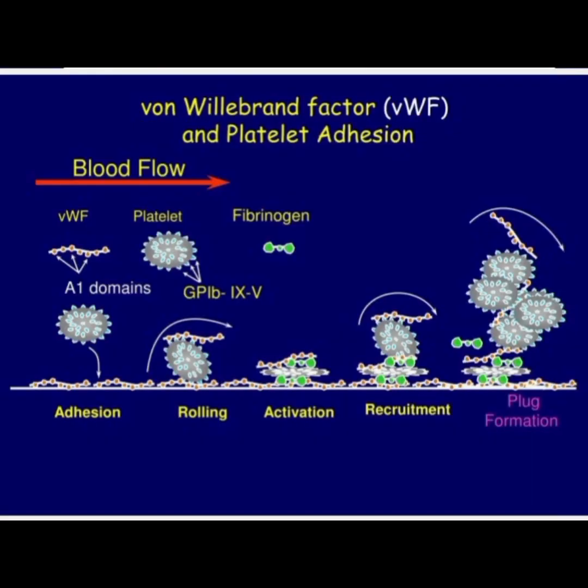The von Willebrand factor and platelet adhesion. In the blood flow, the VWF, or von Willebrand factors, are attached at the A1 domains on both sides. The attached cells are rolled with the platelets and the fibrinogens are formed. After the formation of fibrinogen, the cells get activated and the recruited cells are multiplied.